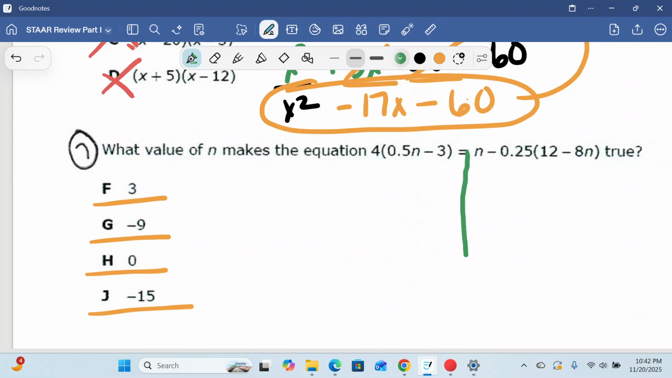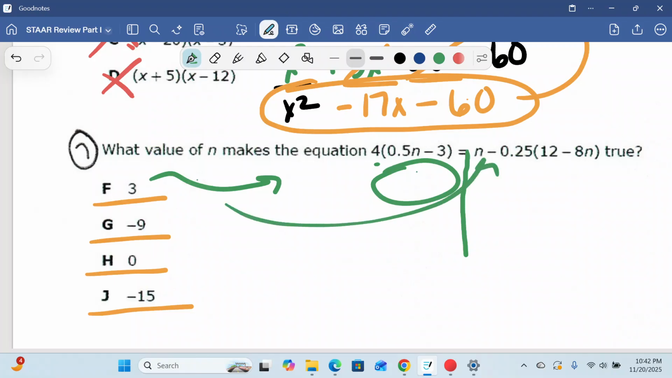You're going to test this side out, and if they both are equal, then that means they're equivalent. So what does this mean? Well, this means 4 times, open parentheses, 0.5 times n, and you test out the n as 3 first, minus 3, close parentheses. Whatever you get here has to equal n, and n is 3, so it's n minus 0.25, open parentheses, 12 minus 8 times n.